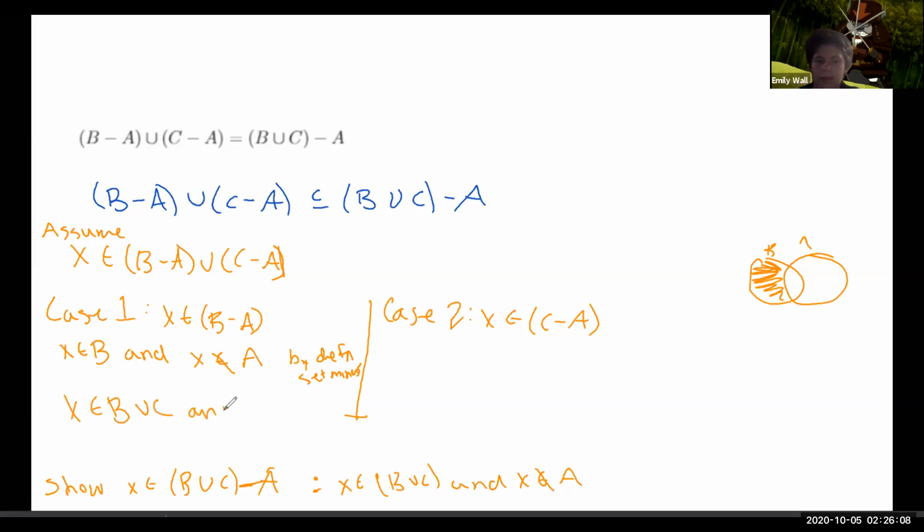And we have X is not an element of A from before, so X must be an element of B union C minus A. And wait a minute, that's where we wanted to get to.